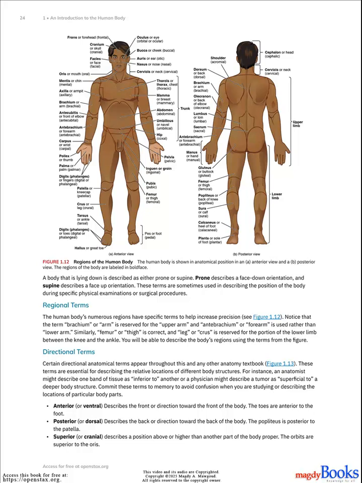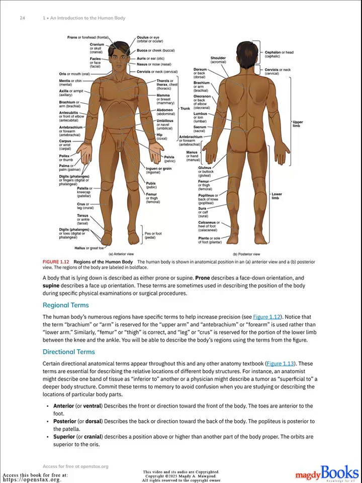You will be able to describe the body's regions using the terms from the figure. Directional terms. Certain directional anatomical terms appear throughout this and any other anatomy textbook, Figure 1.13. These terms are essential for describing the relative locations of different body structures. For instance, an anatomist might describe one band of tissue as inferior to another, or a physician might describe a tumor as superficial to a deeper body structure. Commit these terms to memory to avoid confusion when you are studying or describing the locations of particular body parts.